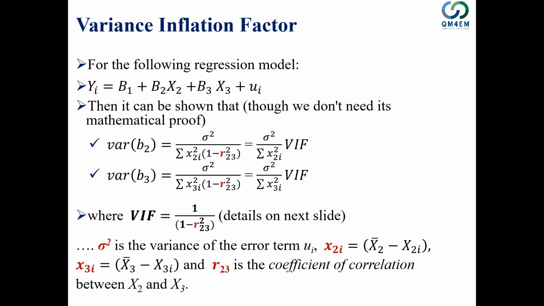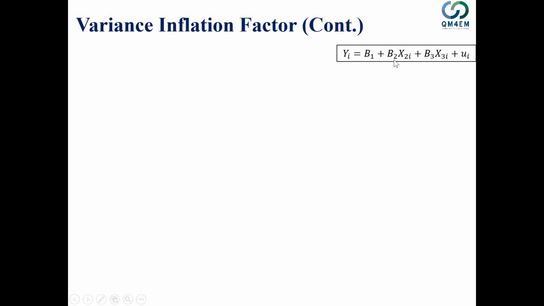Here I will quickly tell you, sigma squared refers to the variance of the error term, and x2i refers to the deviation form. For example, x2i is equal to capital X2 minus X2 bar, and the other term x3i is equal to capital X3 minus X3 bar, and r23 is the correlation coefficient. Now, variance inflation factor. This was the model. So VIF is equal to 1 over 1 minus r23 squared. So it's the variance inflating factor.